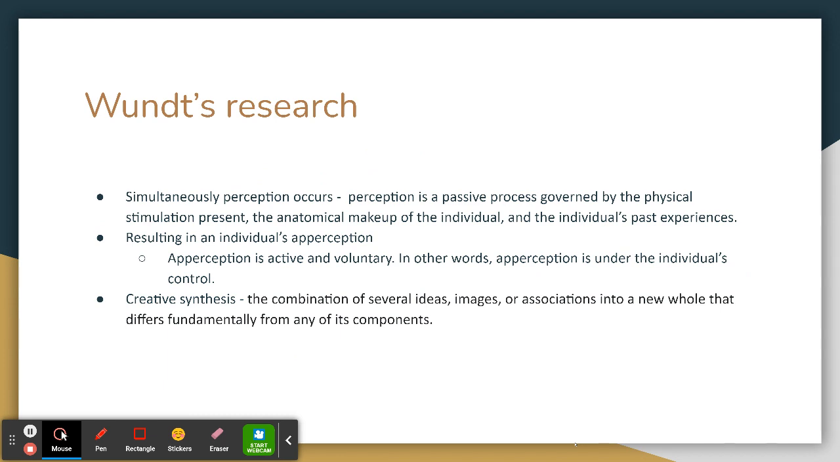And that leads on to the next. So simultaneously, there will be a perception that occurs. A perception is a passive process governed by the physical stimulation present, the anatomical makeup of the individual, and the individual's past experiences. So this also results in the individual's apperception. Apperception is active and voluntary. The difference between perception and apperception is that perception is passive and apperception is an individual's control. So Wundt really believed that we can control our attention.